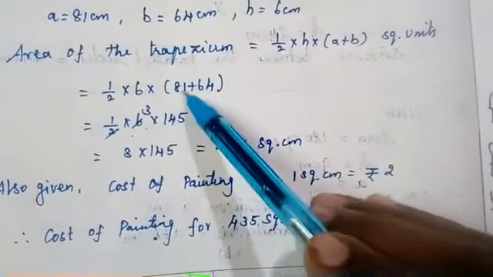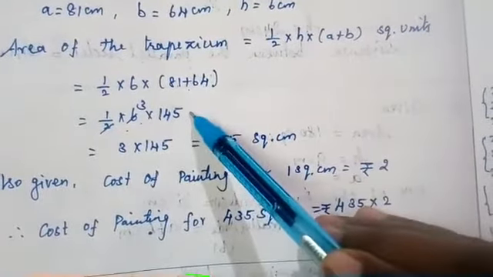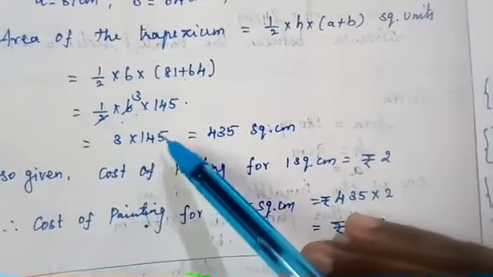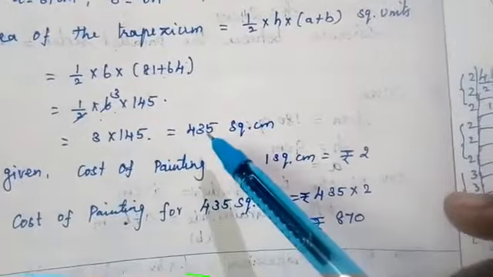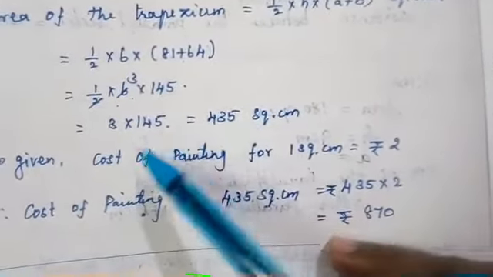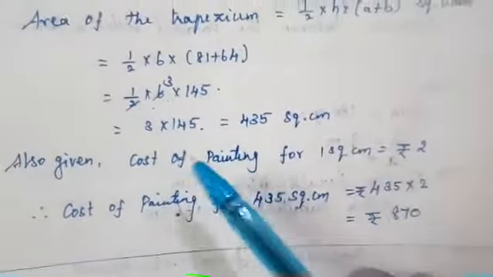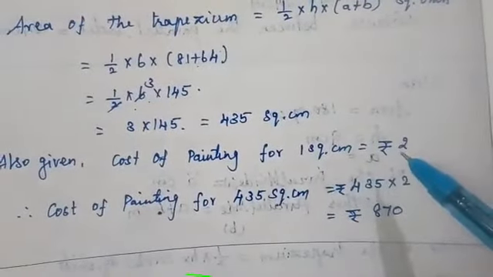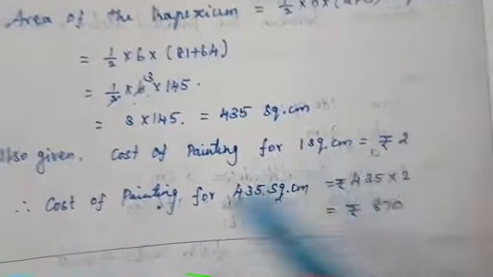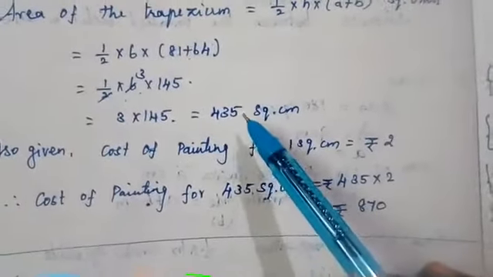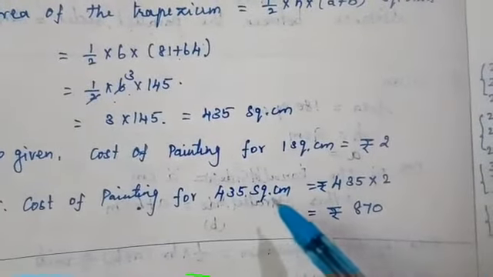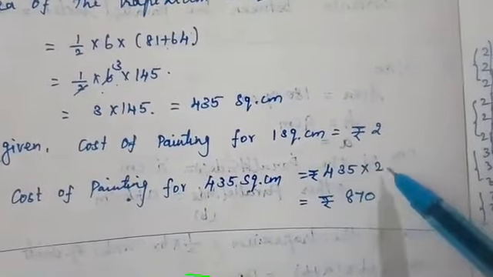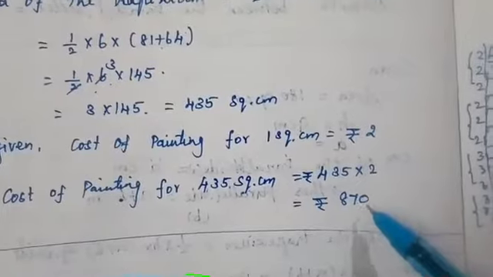1 by 2 into 6 into, adding these two, 145. Cancelling is possible: 1 time, 3 times. So that is 3 into 145, equal to 435 square centimeter. Also given, the cost of painting for 1 square centimeter is rupees 2. So we found the area 435. Cost of painting for 435 square centimeter is equal to rupees 435 into 2, so that is 870.